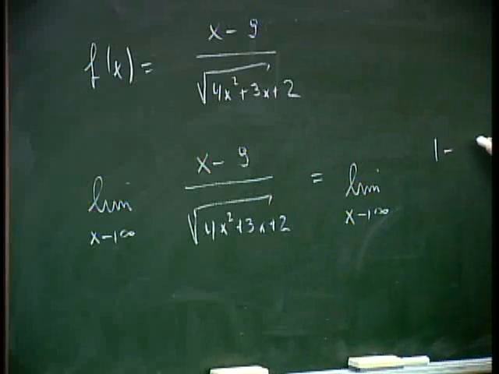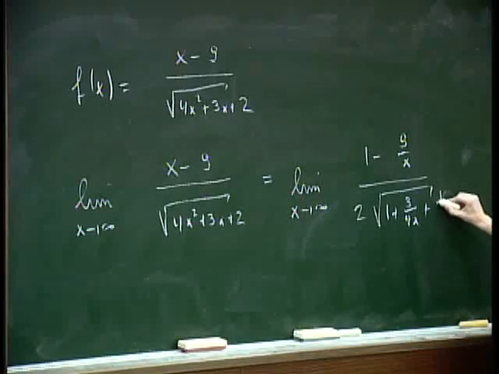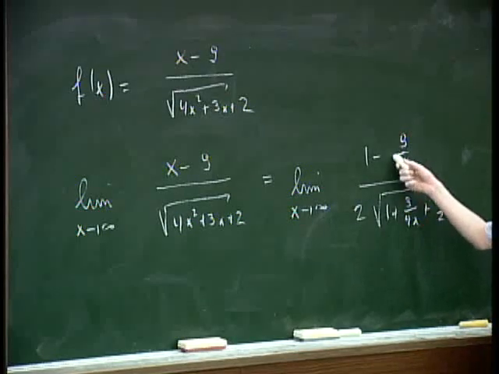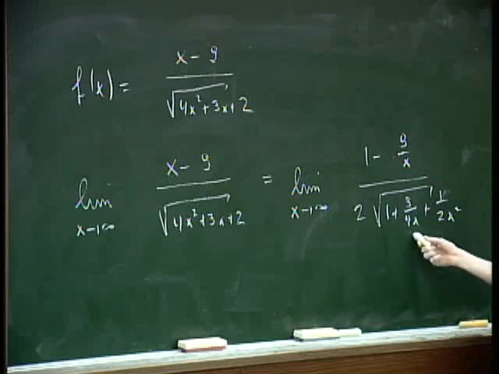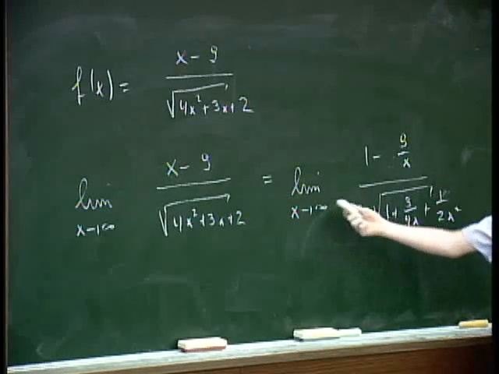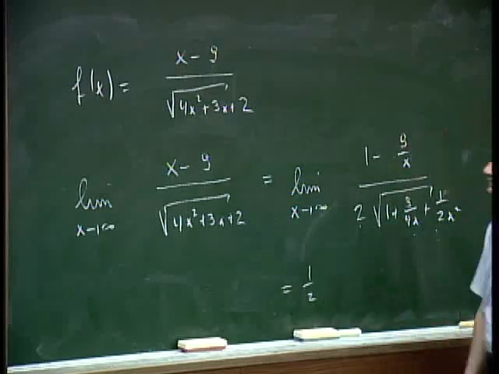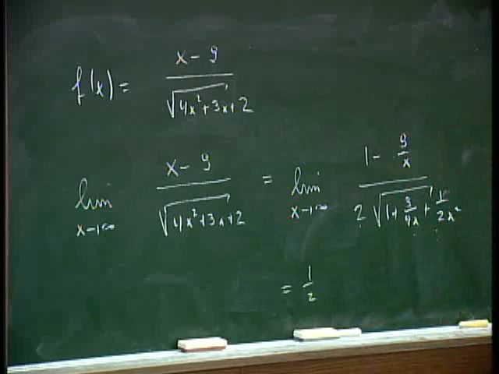So you get 1 minus 9 over x, over 2 times the square root of 1 plus 3 over 4x plus 1 over 2x squared. And now you can really apply the limit laws, because the limit of the numerator is equal to 1. In the denominator you can take out the constant. We have seen that for a square root you can take the limit inside the square root, and this also holds here, and you have 1, so you get 1/2. So 1/2 is an asymptote of this function.